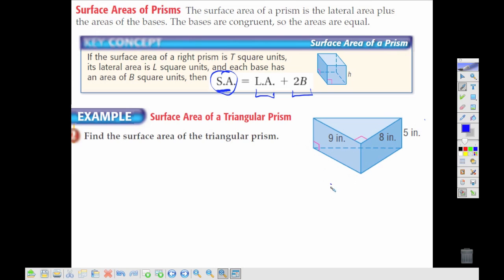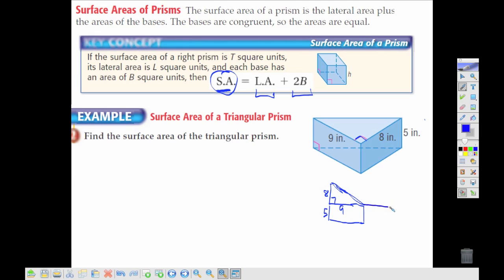So let's first think about our base. Notice this right angle here. So when I draw it flat, I'm going to draw it very clearly that I have a right angle here with sides of 8 and 9. Notice we do not know the hypotenuse of this. We'll come back to that. Then wrapping around this, we have sides of 5.